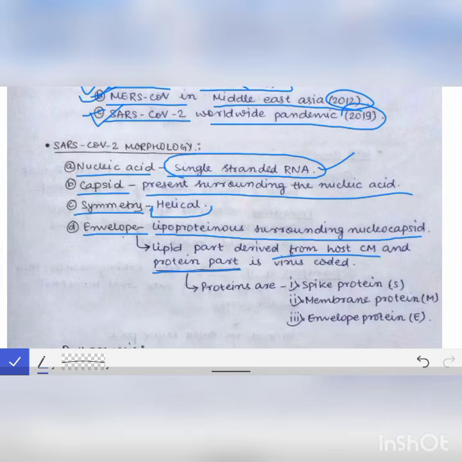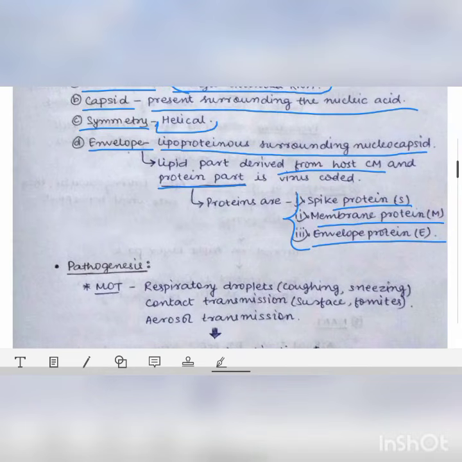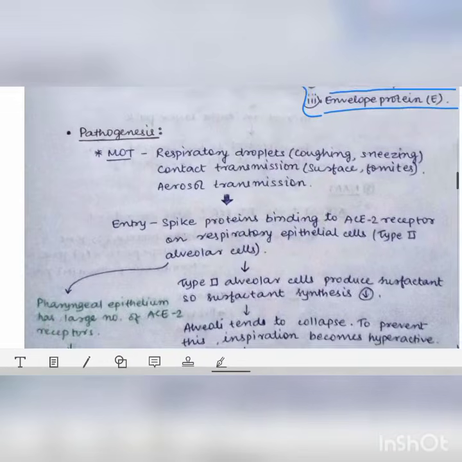But the point to note here is that the proteins in the envelope of the coronavirus are the spike protein, denoted with S, the membrane protein, denoted with M, and the envelope protein, denoted with E. These proteins are very important because the genes coding for these proteins help us in detecting the virus. So these genes are helpful for the diagnosis of COVID-19.